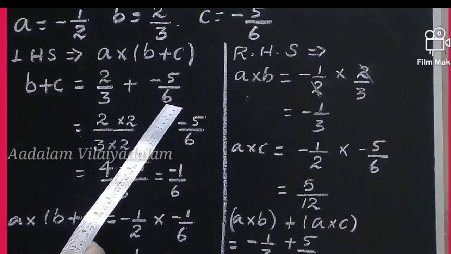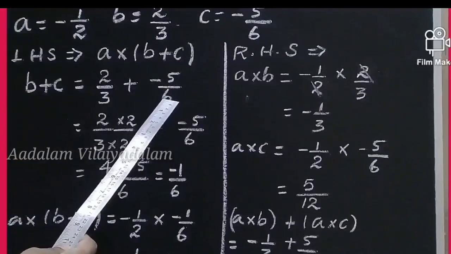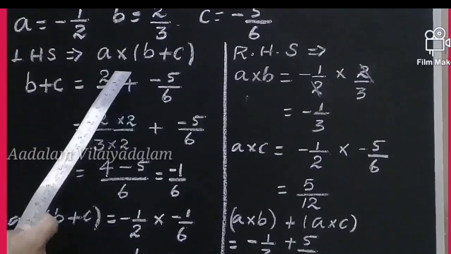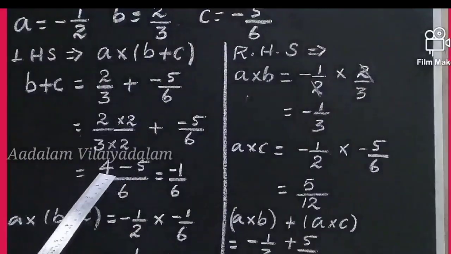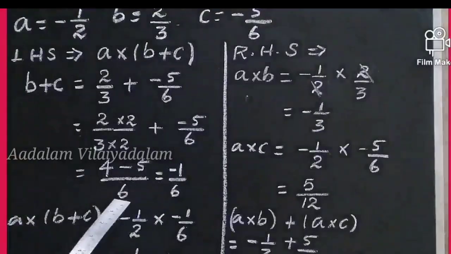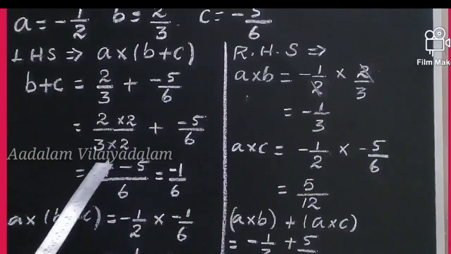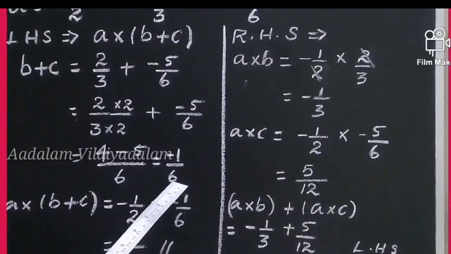Here the denominators are different. We have to make the same denominator. So for 3 and 6, the LCM value is 6. 3 table, 2 times only possible. So multiply by 2 and divide by 2 also. 2 2s are 4, plus into minus, minus 5 divided by 6. 4 plus minus 5, the answer is minus 1. So different signs, we have to subtract, the answer is minus 1 by 6.